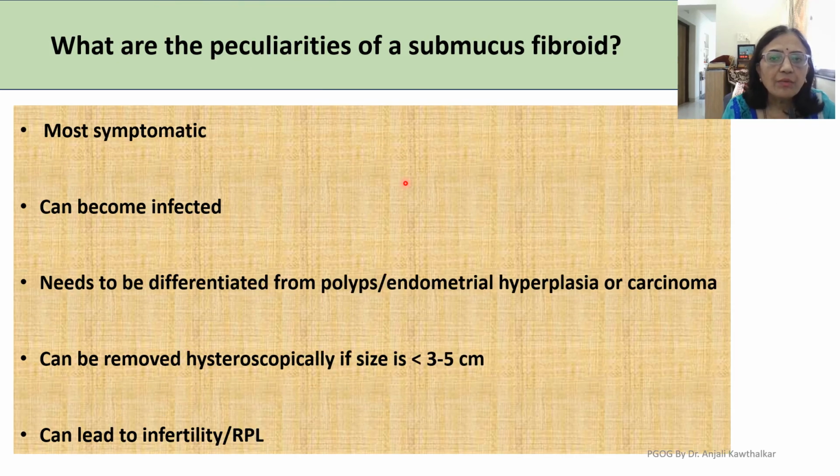What are the peculiarities of submucous fibroid? It is the most symptomatic. It can become infected. It needs to be differentiated from endometrial polyps, endometrial hyperplasia, or endometrial carcinoma, endometrial pathologies. It can be removed hysteroscopically if the size is less than 3 to 5 centimeter, and it is either type 0, that is pedunculated submucous, or type 1, where the myometrial component is less than 50%. This fibroid can lead to infertility or recurrent pregnancy loss by distorting the uterine cavity.